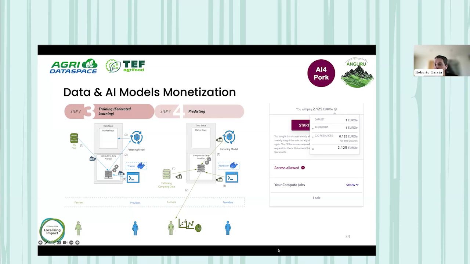And as you can see, in all these cases we can monetize all these aspects: the data set, the algorithm, and even the computation time. So you don't have, as a farmer, to invest in big resources to produce or to compute that report. This is also something that is provided by the data space.